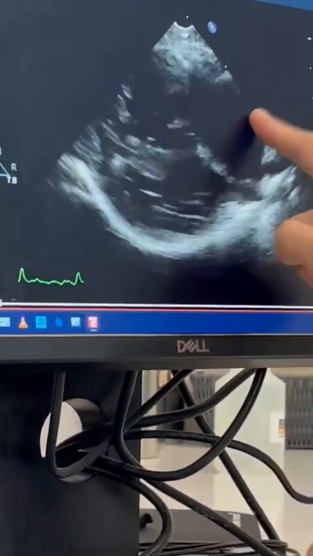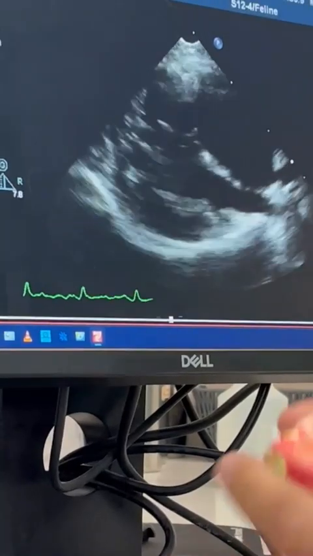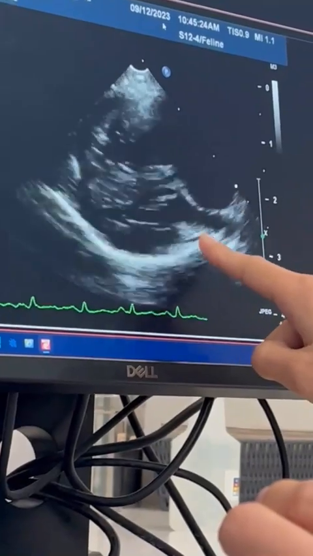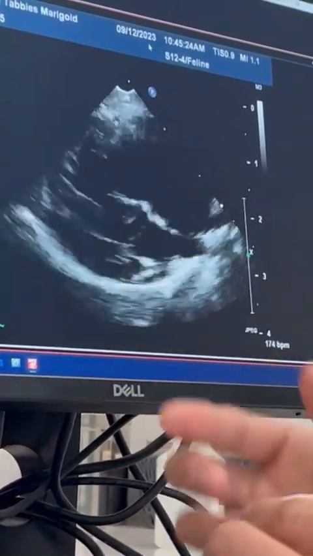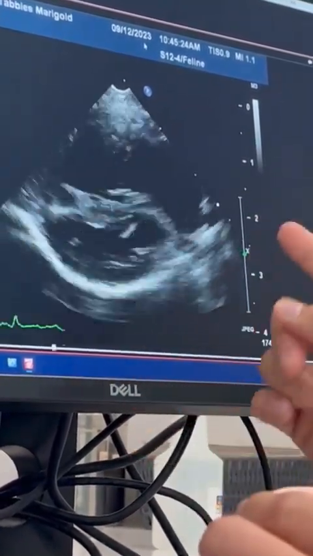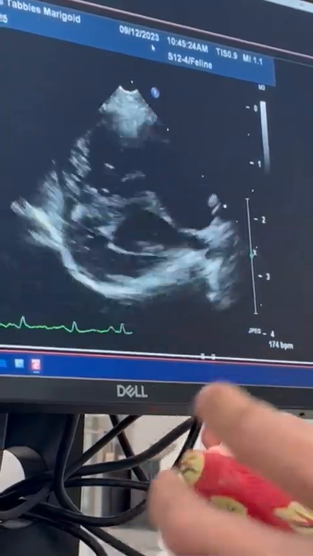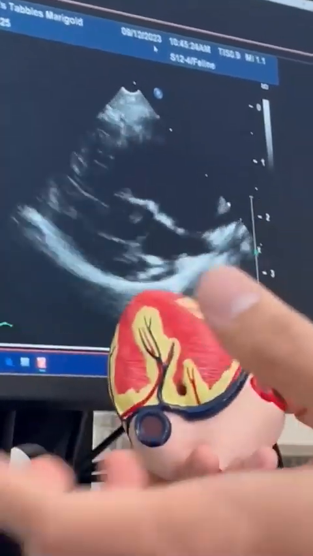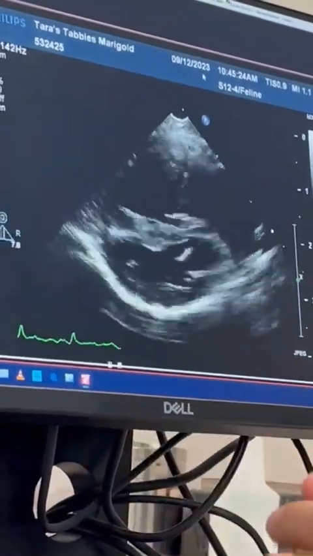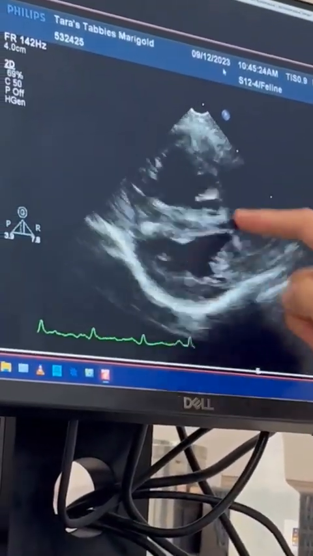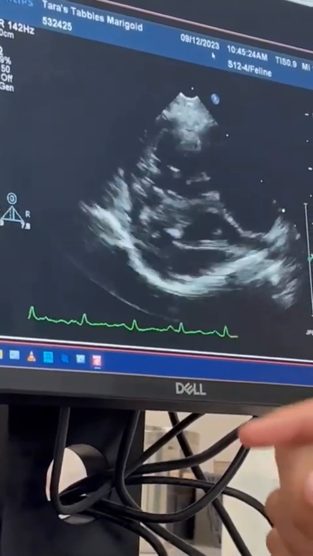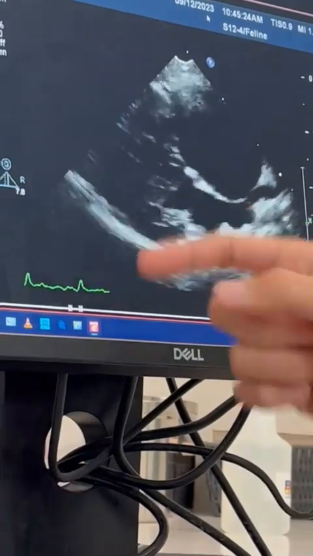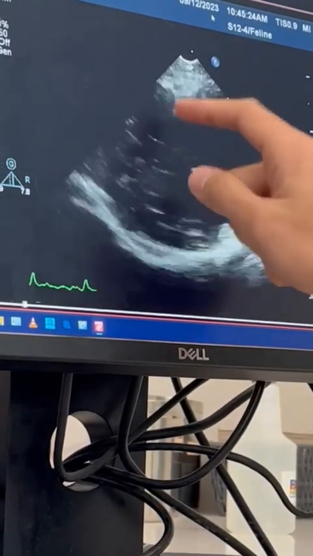The first abnormal finding when we stick the probe on and get the images is that the right upper chamber appears pretty enlarged. Normally it shouldn't be larger than the left upper chamber. The right upper chamber should be slightly smaller, so it shouldn't be bigger than the left upper chamber. Subjectively, the right lower chamber, the right ventricle, also appears enlarged.